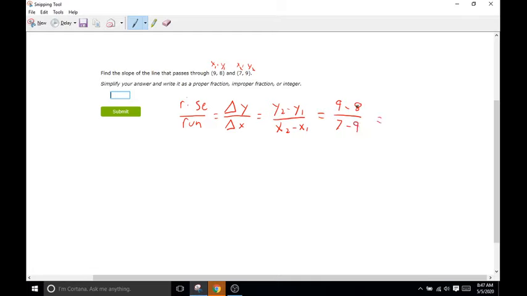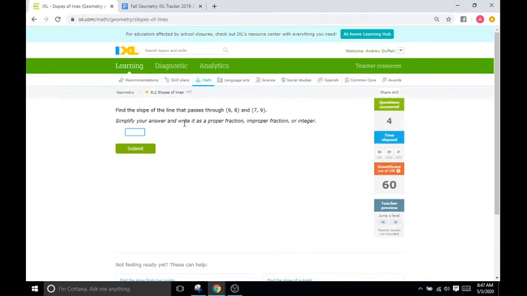All right? 9 minus 8 is 1, and 7 minus 9 is negative 2. And the negative can go for both, so we'll just write negative 1 over 2. So your slope is going to be negative 1/2. So we'll come back here, negative 1 over 2. That's going to be your slope. Okay, we'll do this one as well.